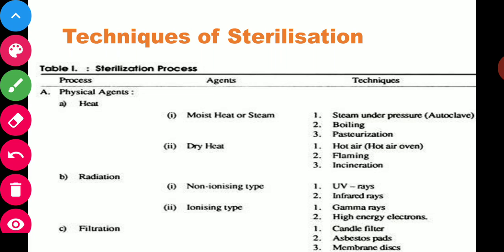Another method is radiation, and radiation includes the non-ionizing and ionizing types. The non-ionizing radiations are UV rays or infrared rays, whereas ionizing radiations are gamma rays and high energy electrons. The filtration technique includes the candle filter, asbestos pad, membrane disc, etc.